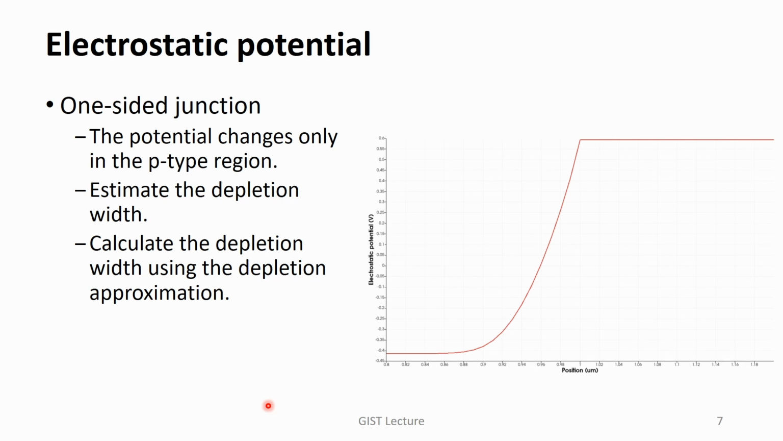The figure shows the electrostatic potential. For this one-sided junction, the potential changes only in the p-type region. From this plot, try to estimate the depletion width. Also, you know the depletion approximation. Using the depletion approximation, calculate the depletion width. Compare those two numbers for the depletion width.